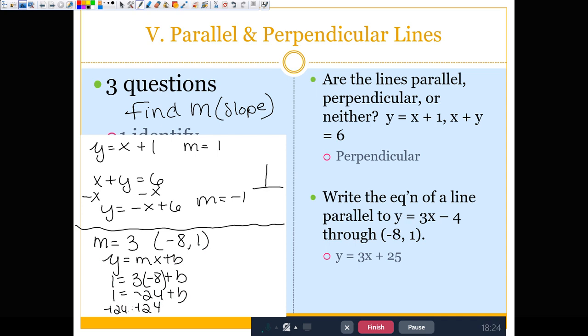b equals 25. So now that I know m and b, I can write my equation. y equals mx plus b. y equals 3x plus 25.